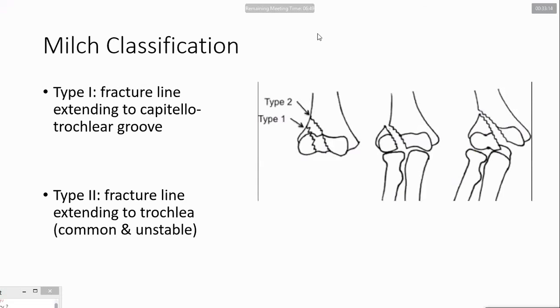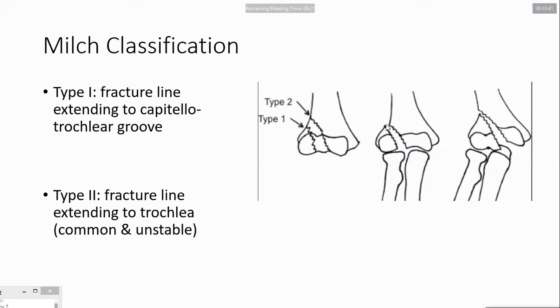It's broadly classified by Milch, a very easy classification, just two types, type 1 and type 2. But you should know what type 1 and type 2 are. Type 1 is where the fracture line just extends to the capitulotrochlear groove. So the trochlea is intact, the capitulum is intact, but the fracture line is just passing right through. So it's a small chunk there.